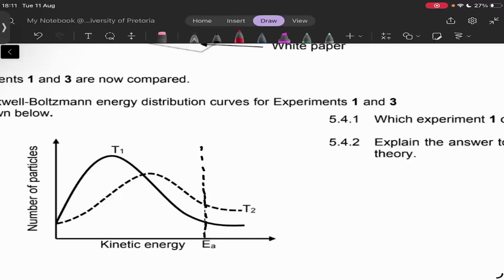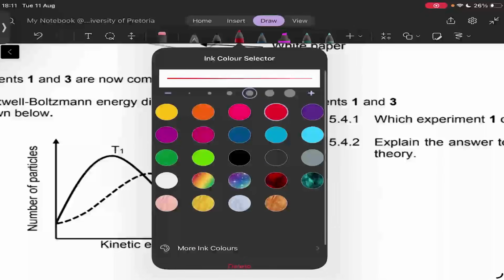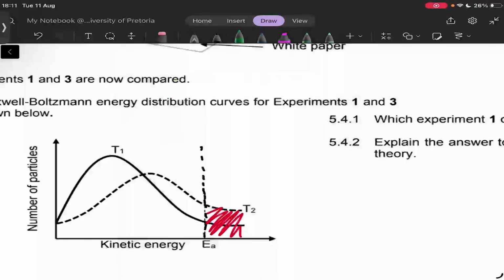I'm going to shade in the areas under the graphs. Firstly, the area under curve T2 is red, and then I want to shade in the area under T1 in green. The area under T1 in green is over there. And what we see is that T2 has a higher area under the graph. So we can relate that to more successful collisions, because you have more particles having sufficient energy, more than the activation energy. And that's how I would deliberate and answer this question.